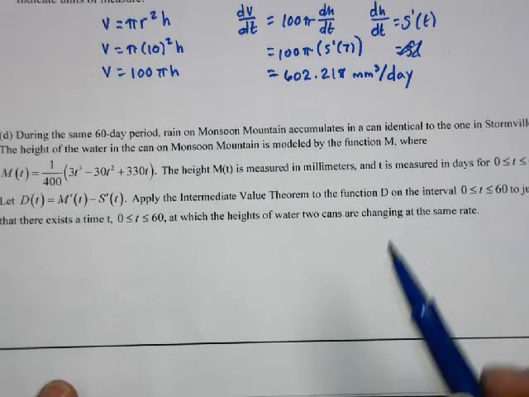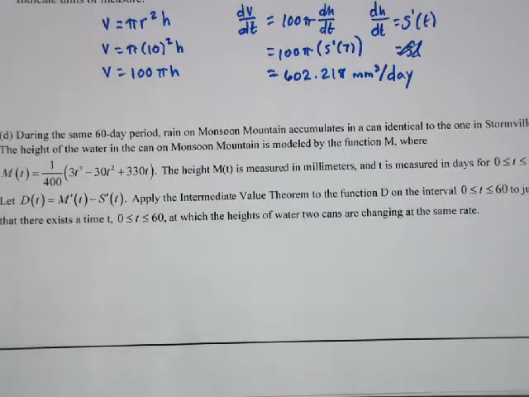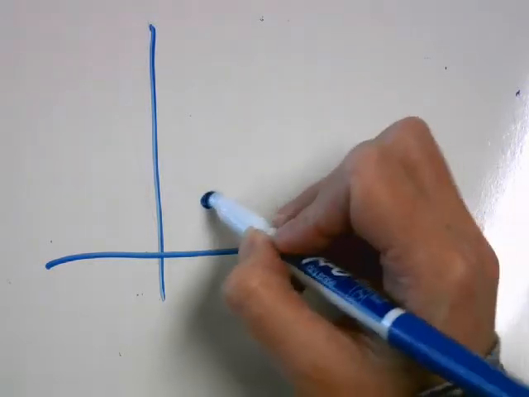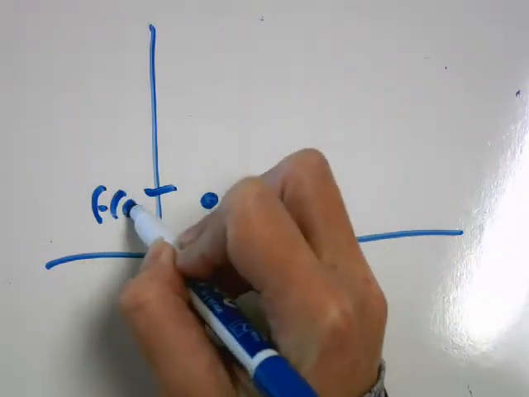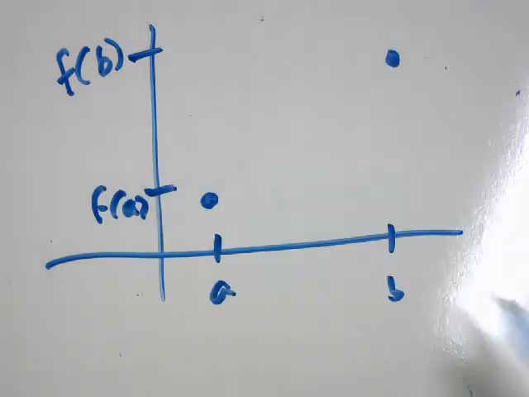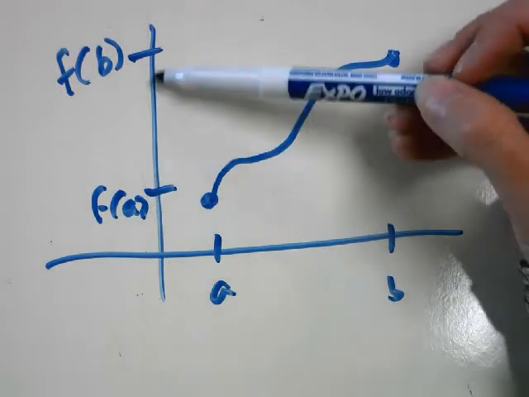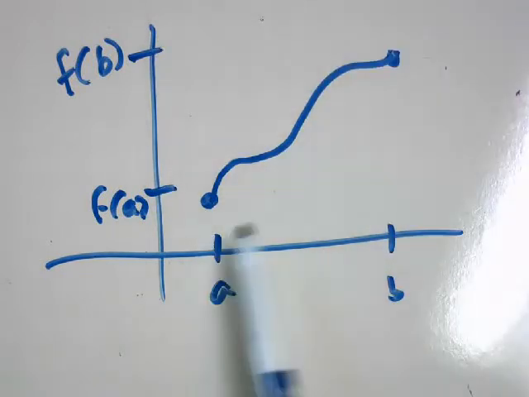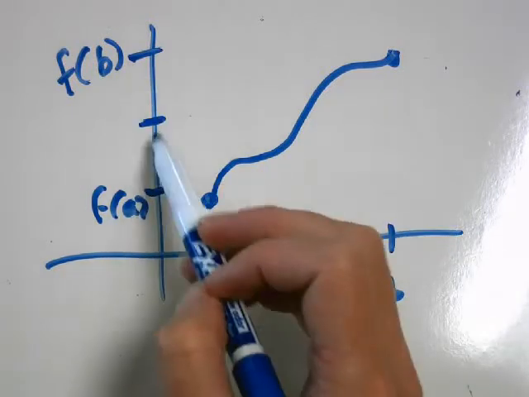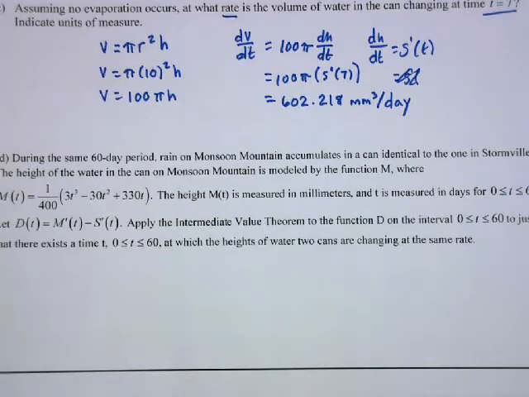The intermediate value theorem, if you remember, says essentially if a function is continuous, and this is f of a, this is f of b, then every value between f of a and f of b is represented somewhere between a and c. So anything here, there's some c value that gives you any y value between here. So that's what this question is asking us.